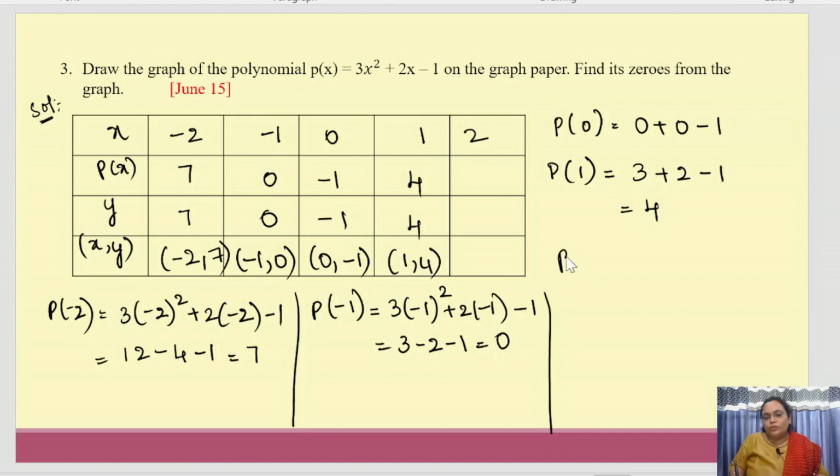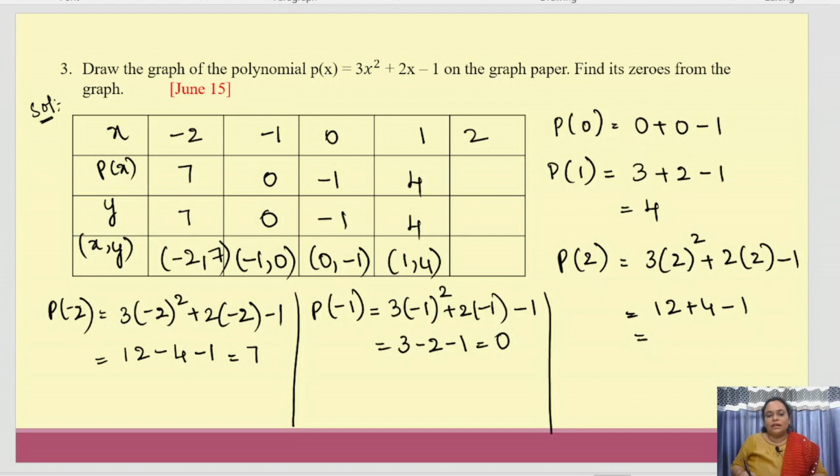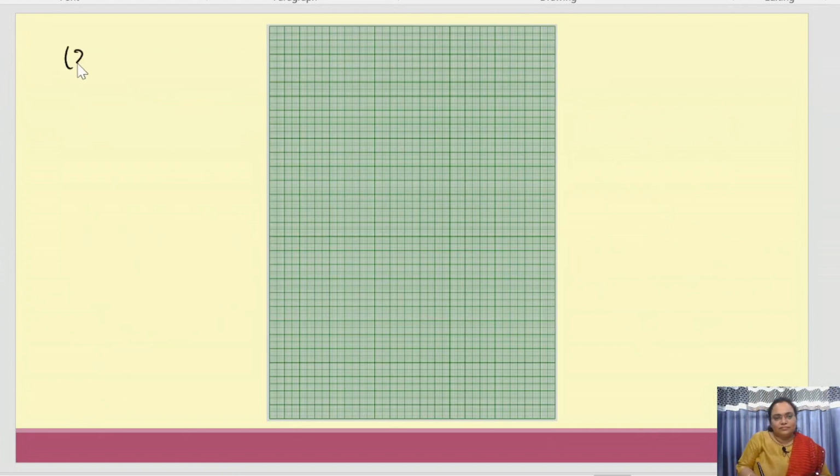Then if you substitute P of 2, you will get 3 of 2 square plus 2 of 2 minus 1, which is 3 fours 12 plus 4 minus 1. You will get it as 15. So this will be 2 comma 15. Okay. Now let us plot the graph.